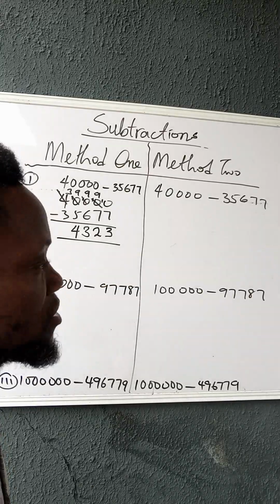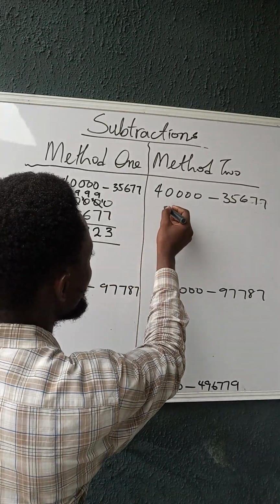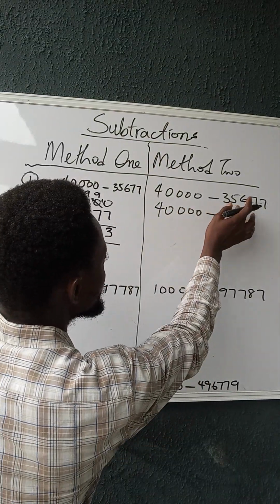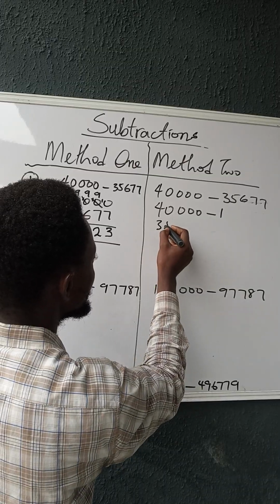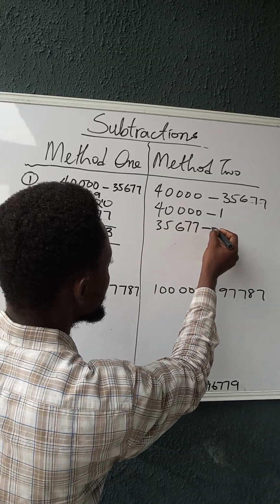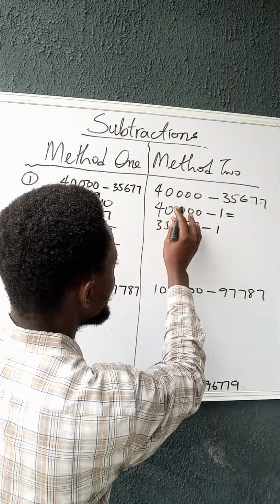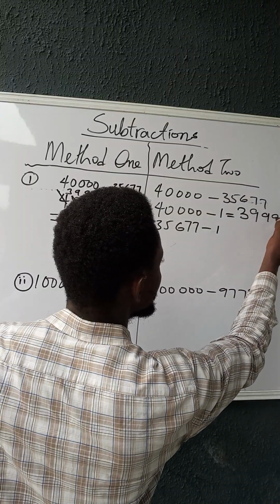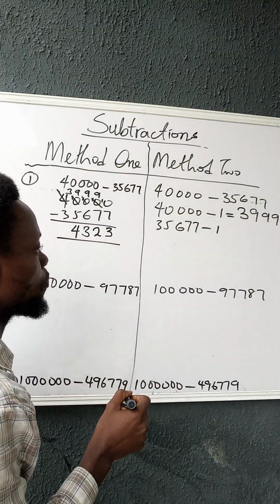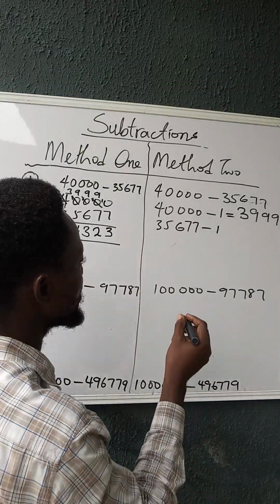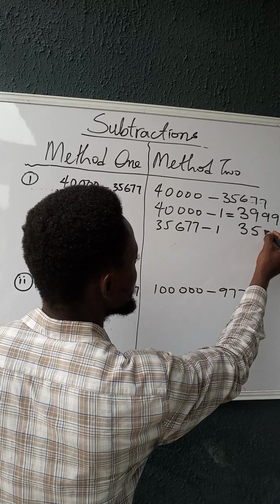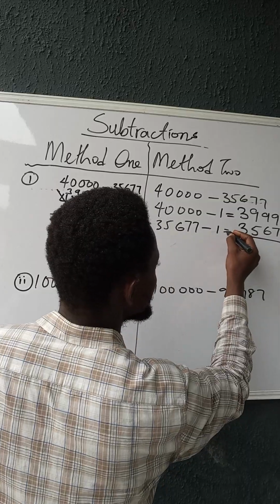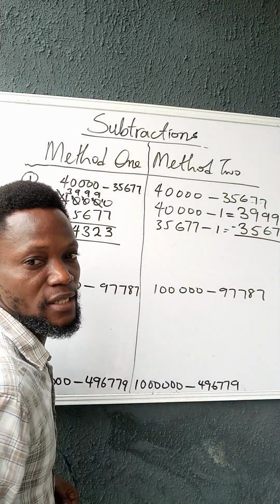Now here is the second method. The second method requires you to take 1 away from both numbers. 40,000 minus 1, and 35,677 taking away 1. So when you take away 1 from 40,000, definitely we have 39,999. And then when you take away 1 from 35,677, you will definitely have 35,676. Okay, so the upper number take away the lower number.